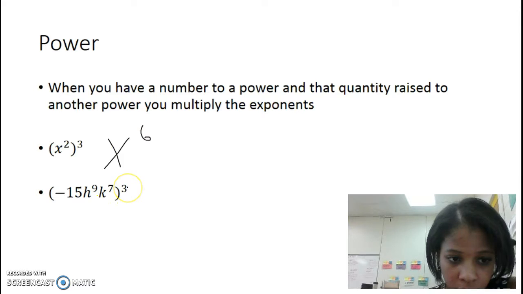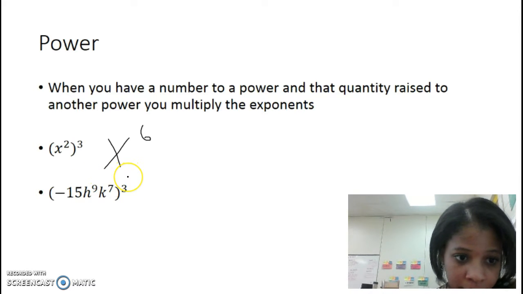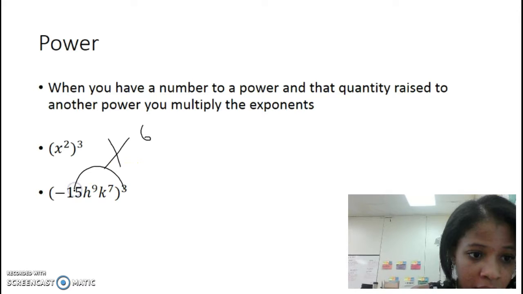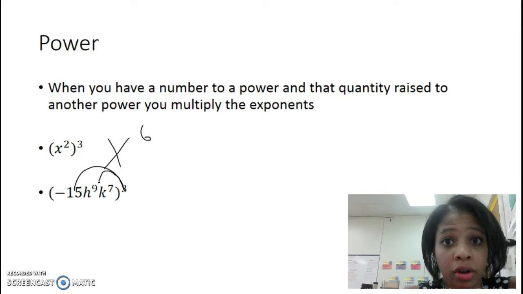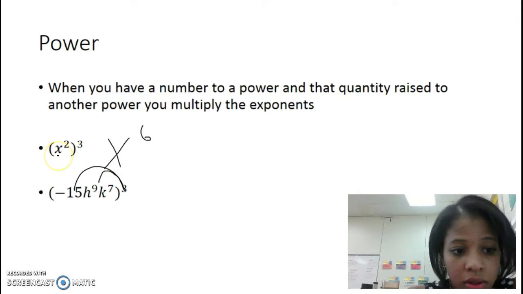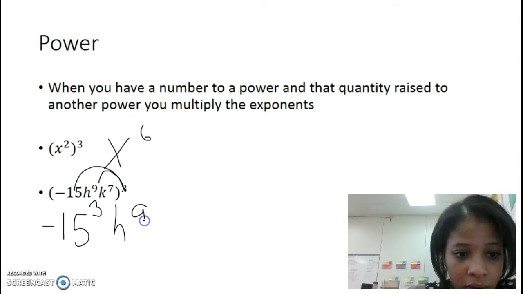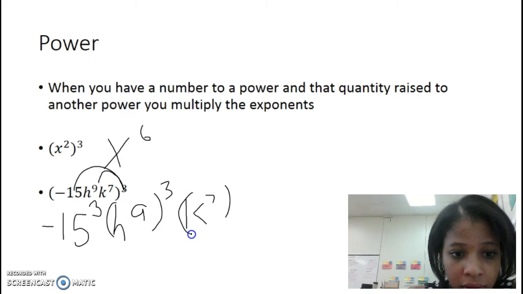Now this is where distribute is the right word. So I'm going to distribute this exponent on the outside to everything inside my parentheses, even the number, right? So this is going to become negative 15 to the 3rd power. This is going to become h to the 9th, and then to the 3rd. So I'm going to need to multiply those exponents together. And then this is going to become k to the 7th, and then to the 3rd. So again, I need to multiply those exponents. So when I write that out, I would have negative 15 to the 3rd, and then h to the 9th, to the 3rd, then k to the 7th, to the 3rd.